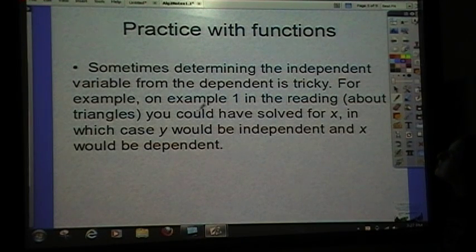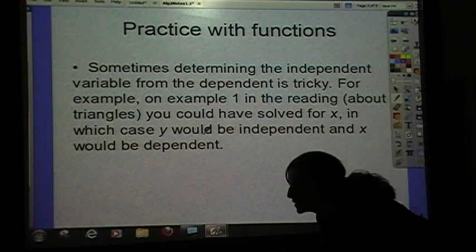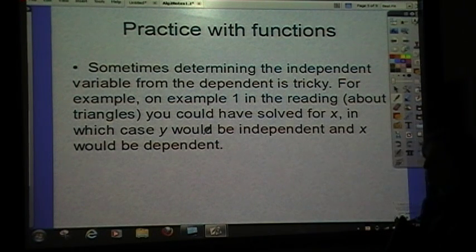Practice with functions. Sometimes determining the independent variable from the dependent is tricky. For example, on example 1 in your reading about triangles, they're asking which angle was dependent and which was independent. It really will depend on which one you solve for. It was kind of a stupid question in that case. I'm going to give you a stupid question here in a second. Usually you can tell which one is easier, will be the one you choose, but sometimes there can be more than one answer, and that's going to be okay. So just something to be aware of.